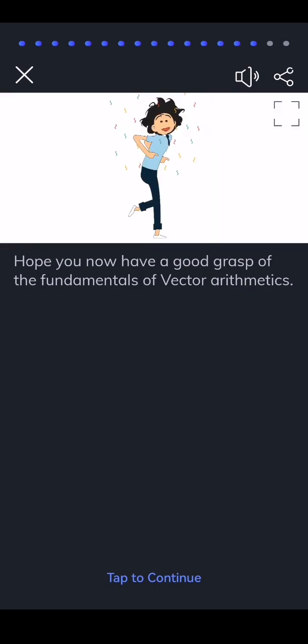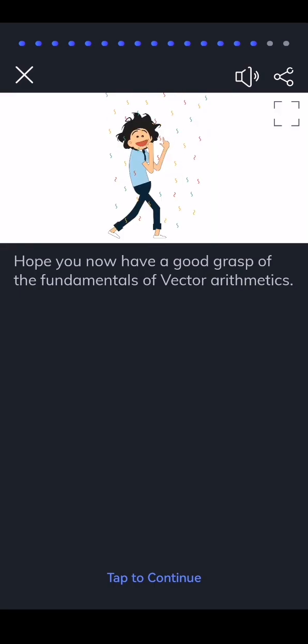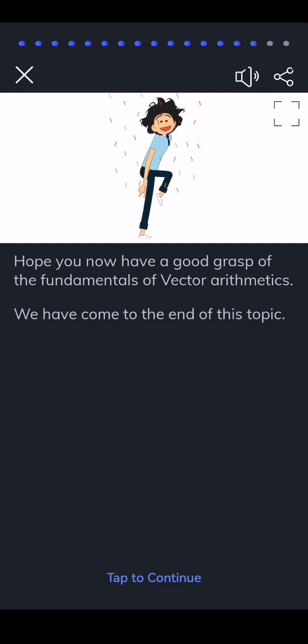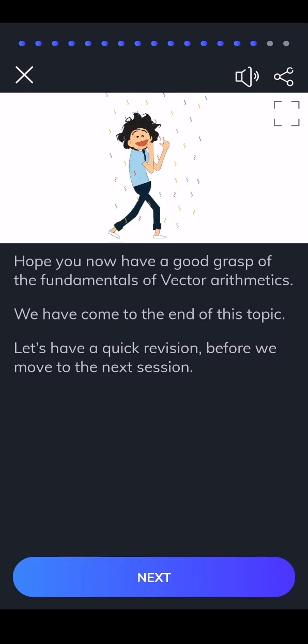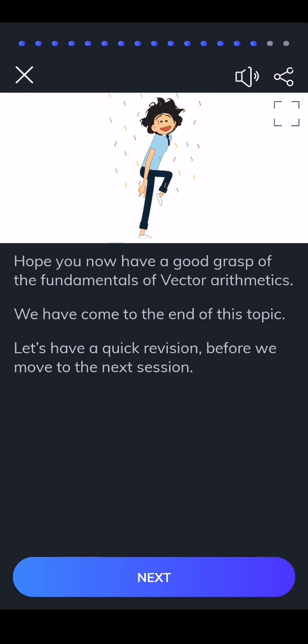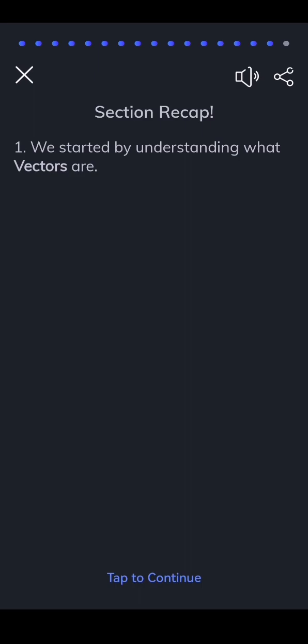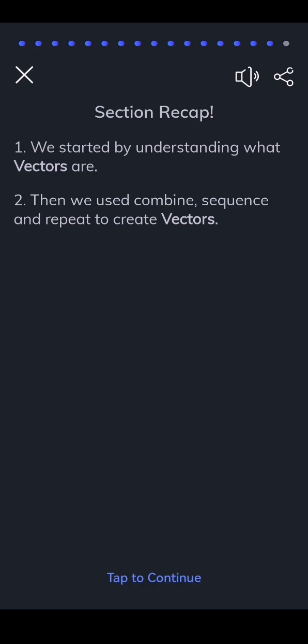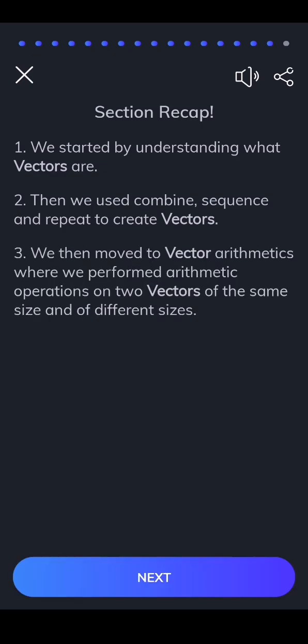Hope you now have a good grasp of the fundamentals of vector arithmetics. We have come to the end of this topic. Let's have a quick revision before we move to the next session. 1. We started by understanding what vectors are. 2. Then we used combine, sequence and repeat to create vectors. 3. We then moved to vector arithmetics, where we performed arithmetic operations on two vectors of the same size and of different sizes.